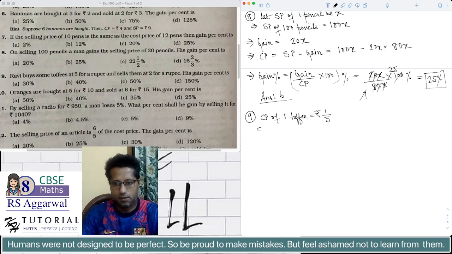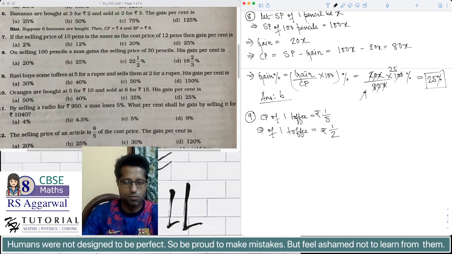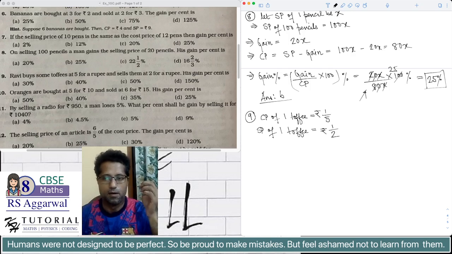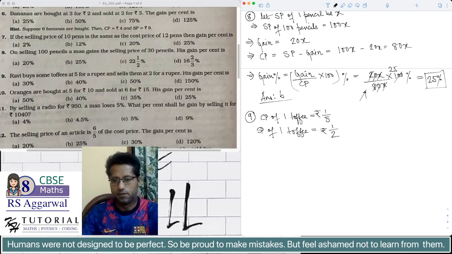Similarly, we can say the selling price of one toffee will be equal to 1 by 2 rupee, because 2 toffees were sold for a rupee. Okay, so we are trying to find the cost price and selling price of one toffee, and based on that we will find the gain and then the gain percent.